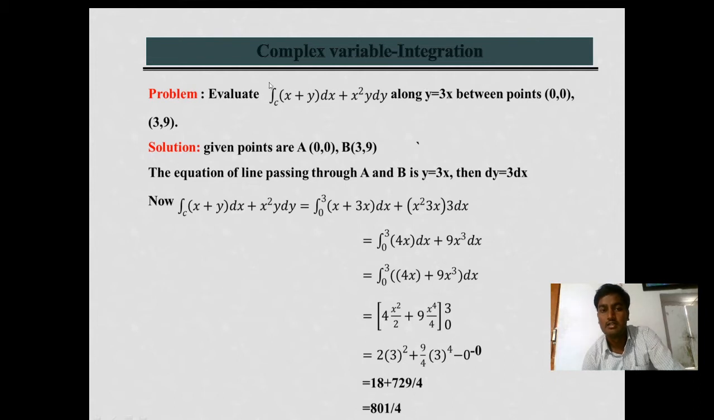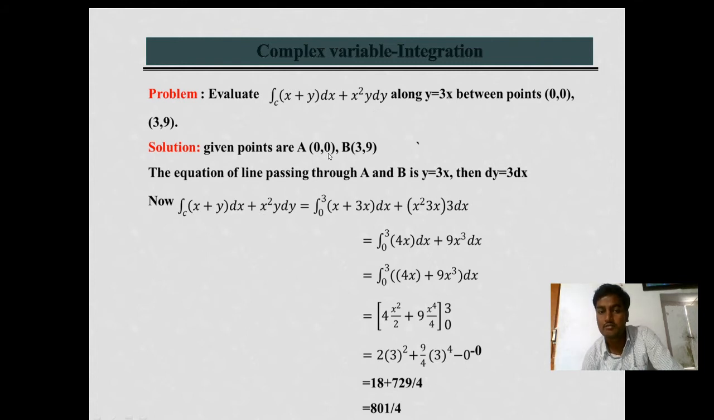Then dy is 3 dx. Now see, to evaluate this integral, you have to change the total integration either in terms of x or in terms of y. Suppose in terms of x, then x varies from what to what, and suppose in terms of y, then y varies from something to something. So you have to change like that, right? See here, they gave y equal to 3x. If you substitute y equal to 3x, the total integral changes to one in terms of x, right?